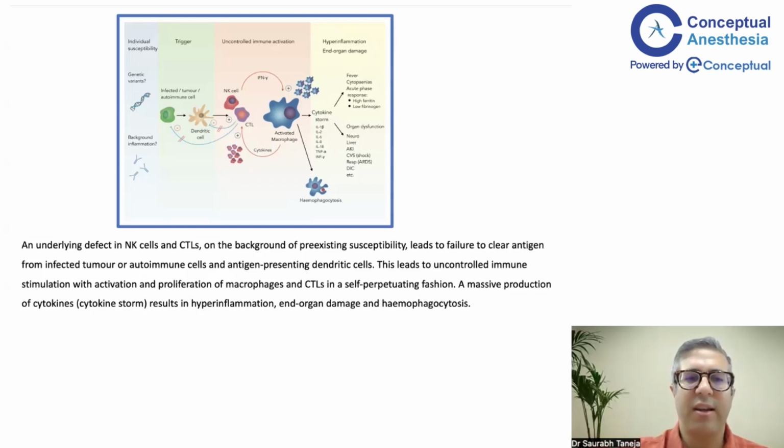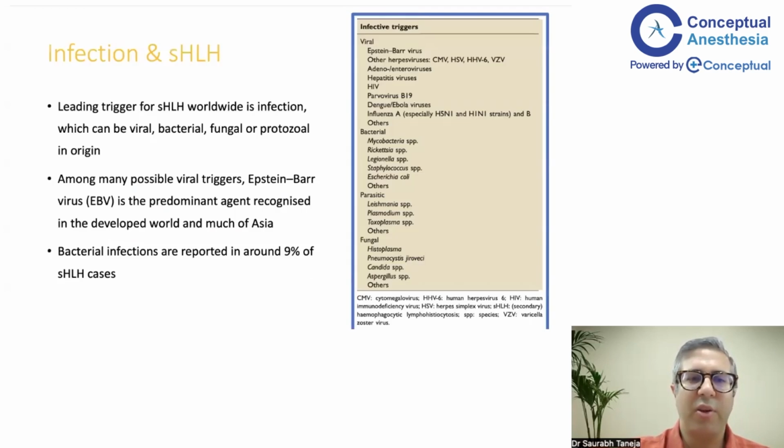So there's an underlying defect in the natural killer cells and CTLs on the background of pre-existing susceptibility, which leads to failure to clear antigen from infected, tumor, autoimmune, or antigen presenting dendritic cells. And again, as I told you, there's a cytokine storm. So we'll be going through all the triggers that can lead to HLH.